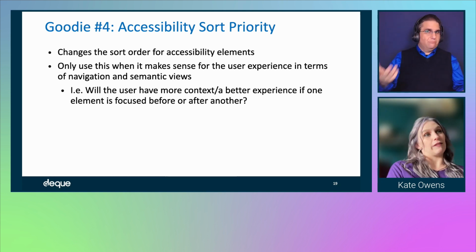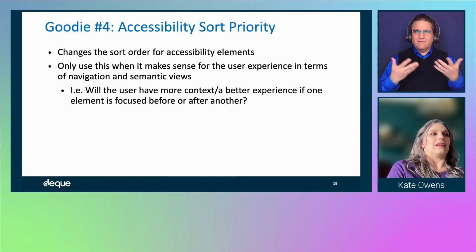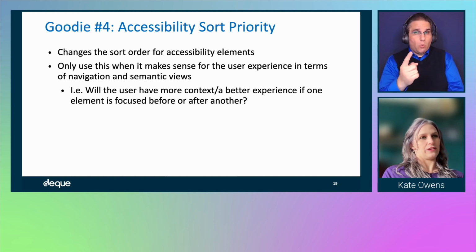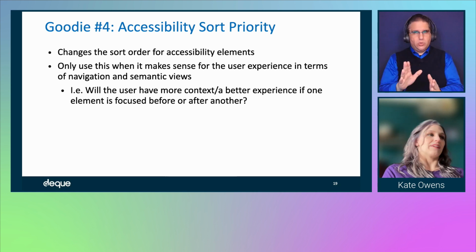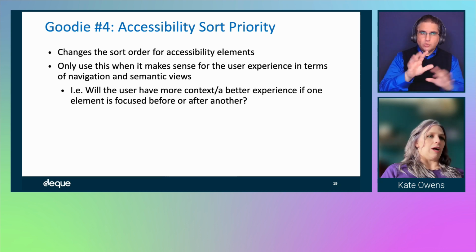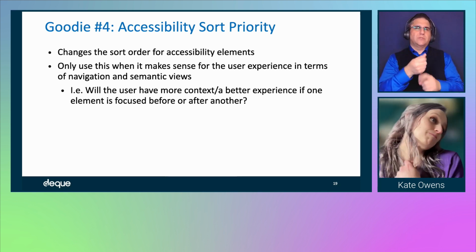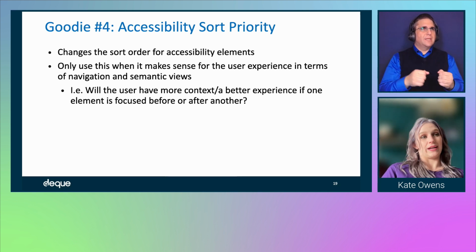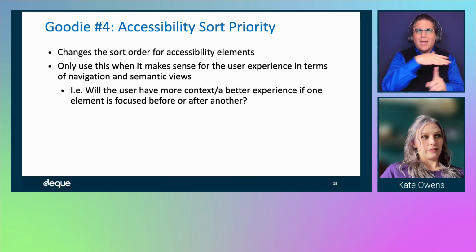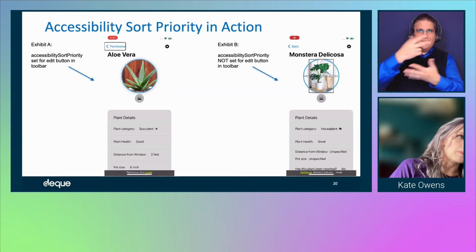The reason I've got a lot of mixed feelings about this is because it's one that should really only be used when it makes sense for the user in terms of navigation and semantic views, views that should be grouped together or experienced in a certain way. A question to ask yourself when deciding whether or not to use accessibility sort priority: will the user have more context or a better experience if one element is focused before or after another? That's a huge thing to keep in mind when deciding to use this.